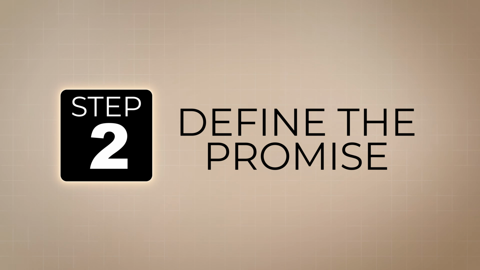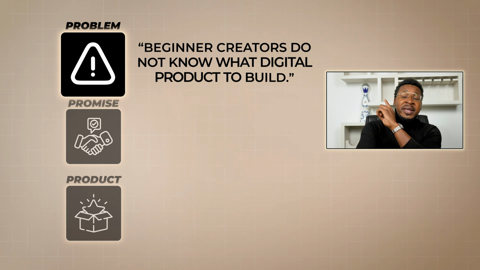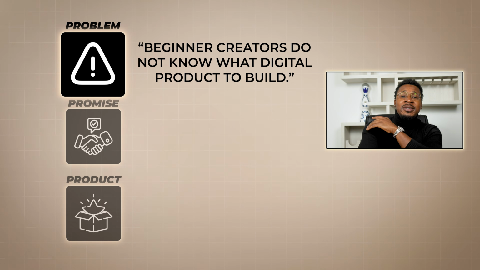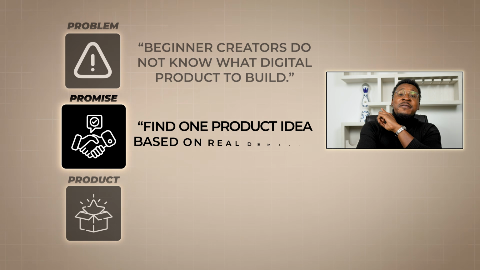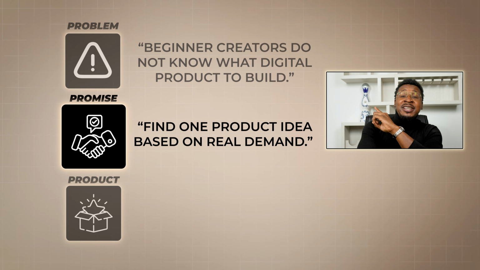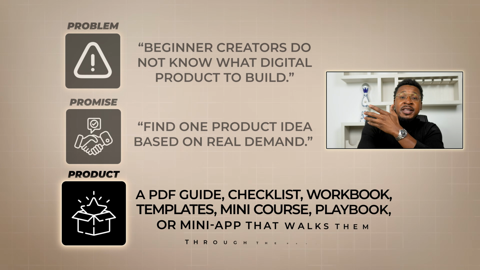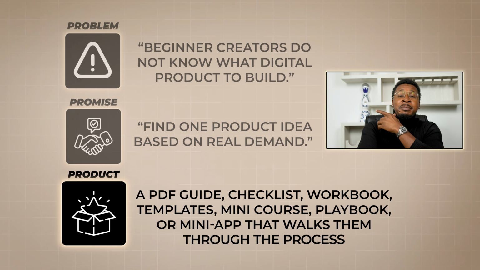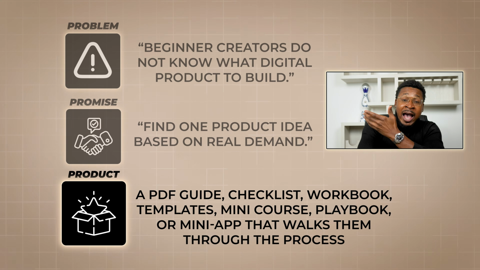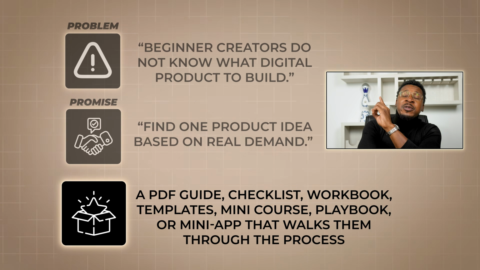Step 2, define the promise. Your promise is the specific outcome your product helps them move toward, not a fantasy, not a fake overnight result. A clear, useful improvement. For example, problem: beginner creators do not know what digital product to build. Promise: find one product idea based on real demand. Product could be a PDF guide, a checklist, a workbook, a template, a mini course, a playbook, or a mini app that walks them through the process.